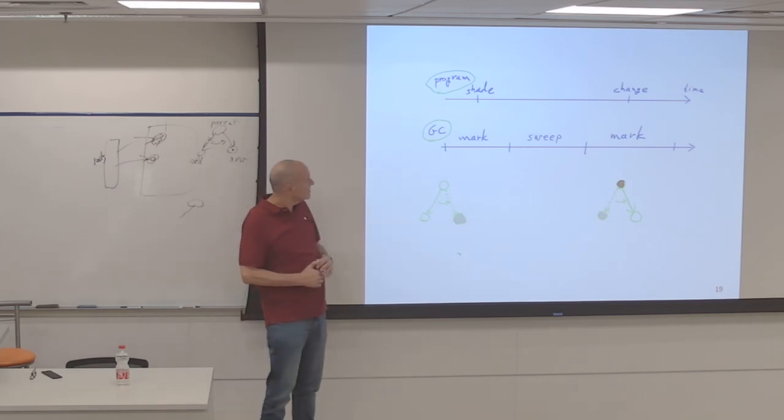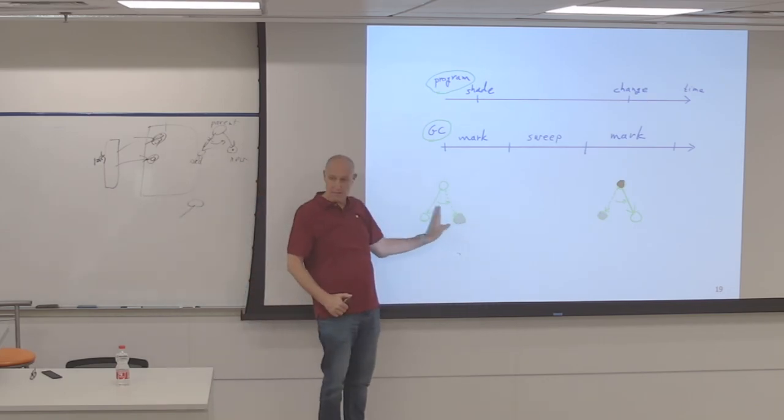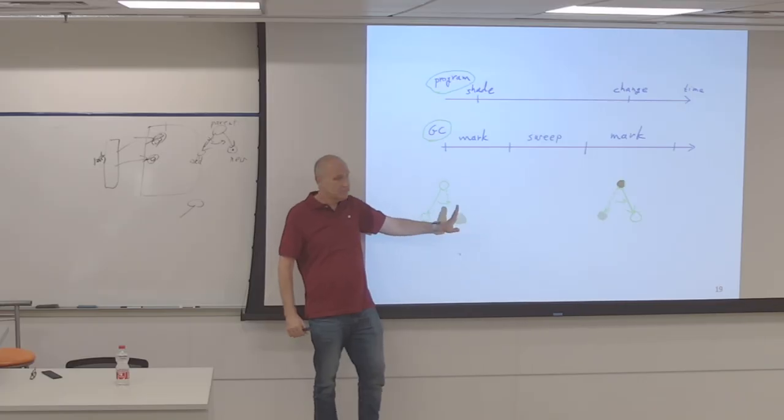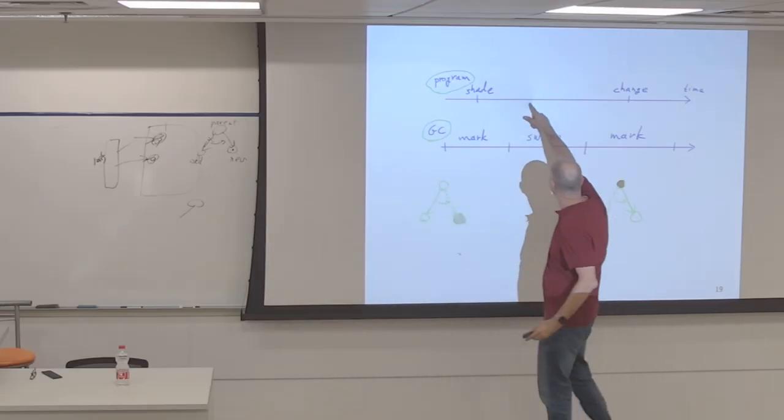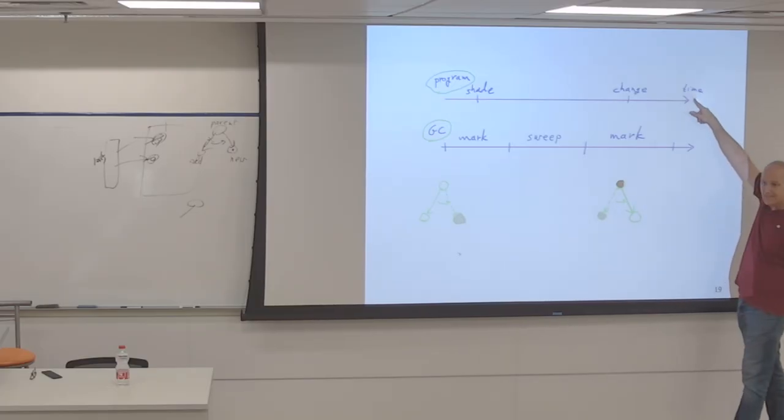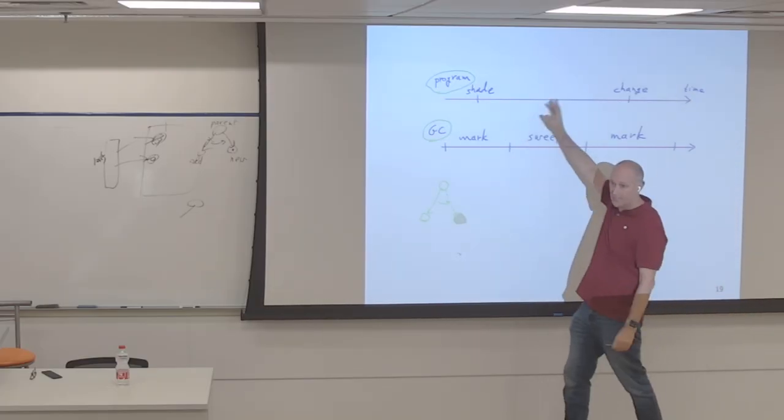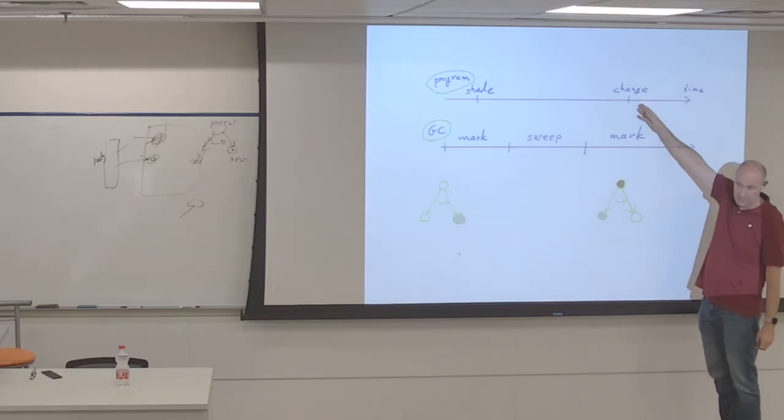So the program just shades and change. Okay, this is the part of the program. Here it is in the time line. It shades and then it changes the edge.